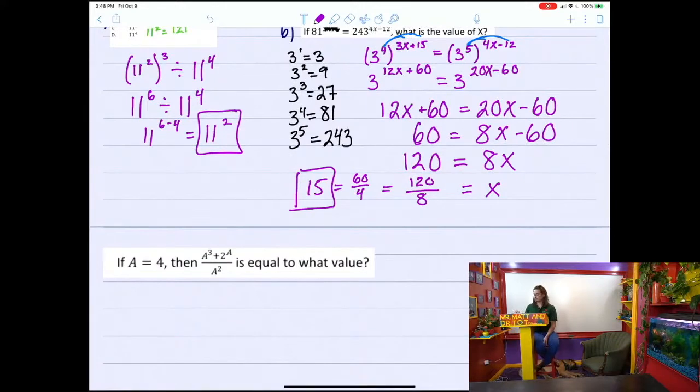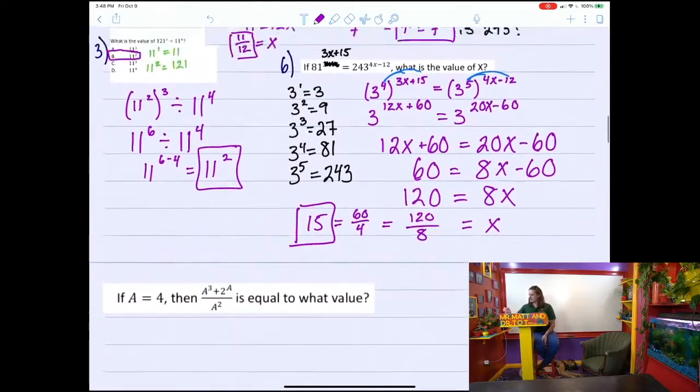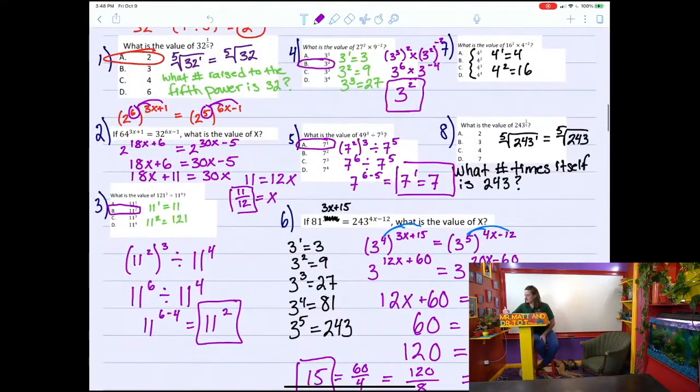So the answer to number 6 was 15. Number 7: if we replace 16 with 4 squared, we'd have 4 squared instead of 16, but that's still raised to the second power, times 4 to the negative 2 power. 2 times 2 is 4, so this is going to be 4 to the 4th times 4 to the negative 2.